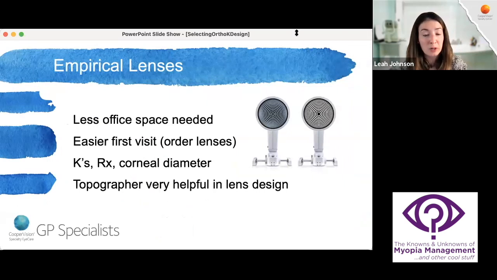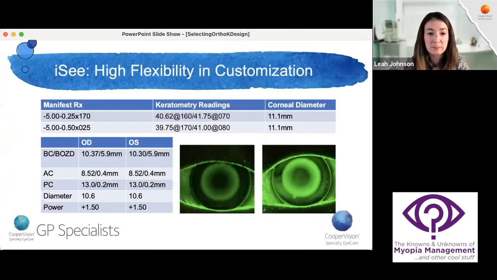And so with empirical lenses, you don't need as much office space to carry the diagnostic dispensing set. The first visit is very easy because all you need is your Rx, your K values, and your corneal diameter, and you're not placing anything on the eye. So it's a very quick way to get through that first exam. And then topography, though, is very, very helpful in empirical lens designs.